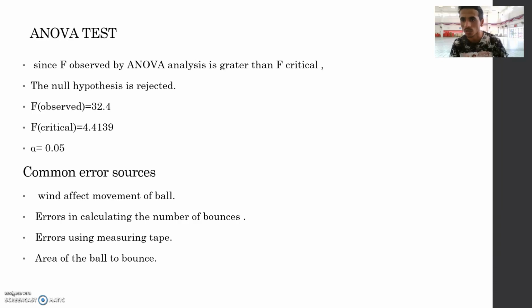Some of the common error sources. The first one is the wind that affects the movement of the ball, and errors in calculating the number of bounces, and the error in using the measuring tape accurately. And the last one is identifying the area where the ball bounces.